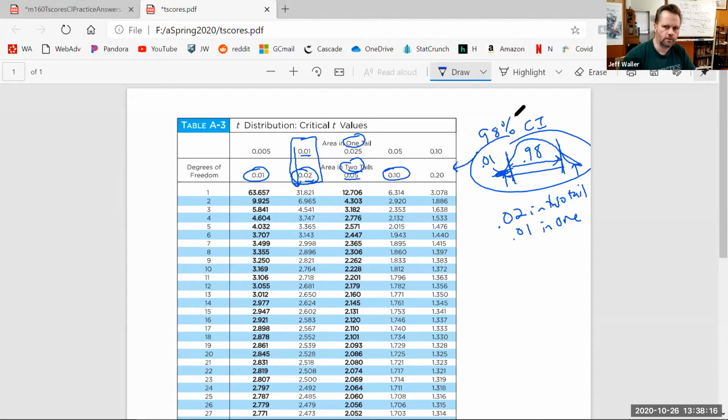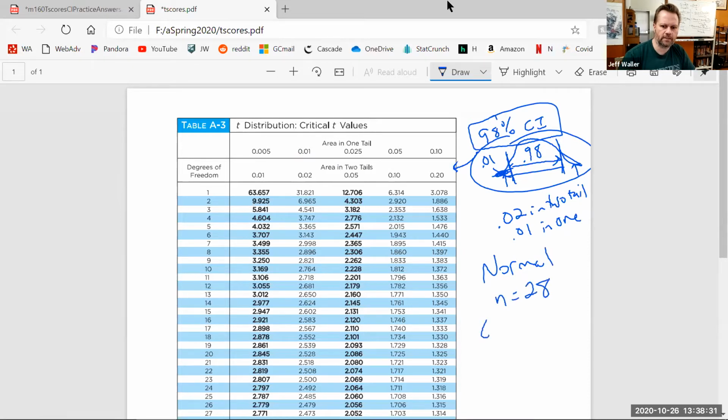So let me erase some of this stuff. Let's say I want to be 98% confident. I know I have a normal curve and I pick a sample of 28. What's my t-score going to be? Oh, and I don't know sigma. I only know S, right? That's the distinction. That's when I use a t-score, is when I only know S.